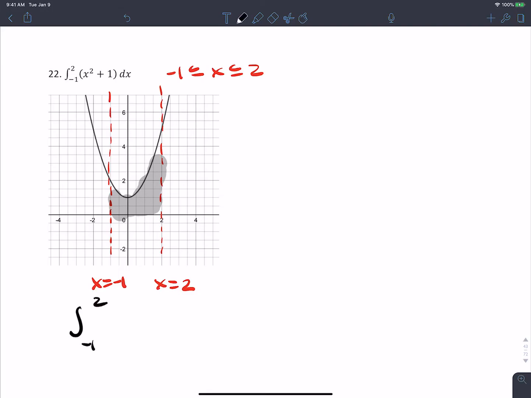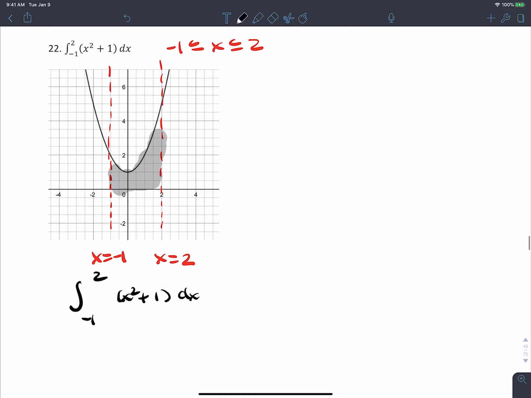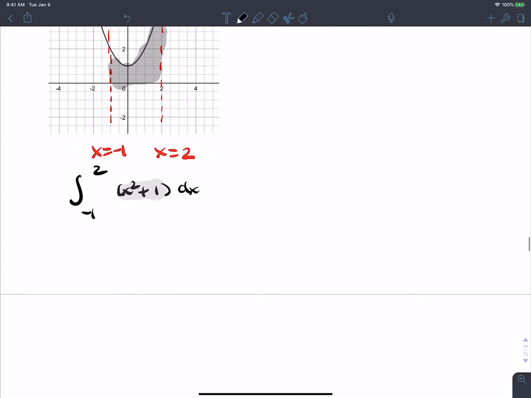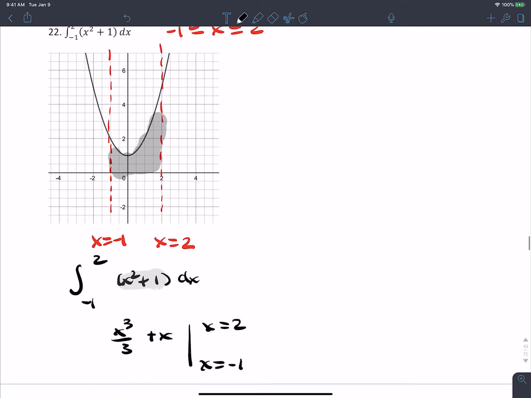So negative 1 to 2, x squared plus 1 dx. Like I said, I personally find the antiderivative of x squared plus x. And what's that going to be? X cubed over 3 plus x. Right? And so now you need f of 2 minus f of negative 1.